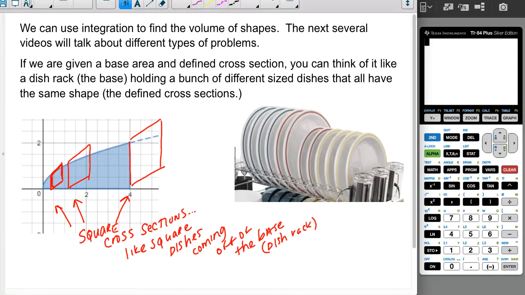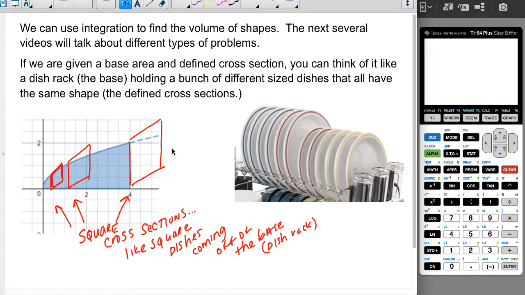In the next several videos, we'll talk about different types of problems where we're using integration to find volumes of shapes. Basically, in most of them we're going to be given some base area, like this blue area here, that's the square root of x. We're going to be given some base area in the two-dimensional xy plane, and we're going to be told that it has cross sections standing out of it in a particular shape. In the image I've drawn here, this particular shape is meant to be a square.